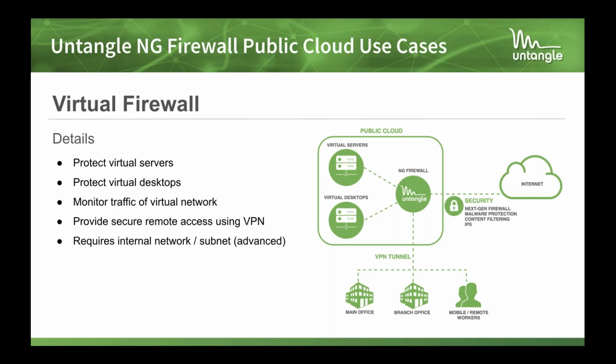So as you can see in the illustration there, you would be connecting from your branch offices via VPN to access those virtual servers or to remote desktop into those virtual desktops. And all of the internet connectivity is going to be filtered through your cloud gateway, your NG Firewall virtual appliance.